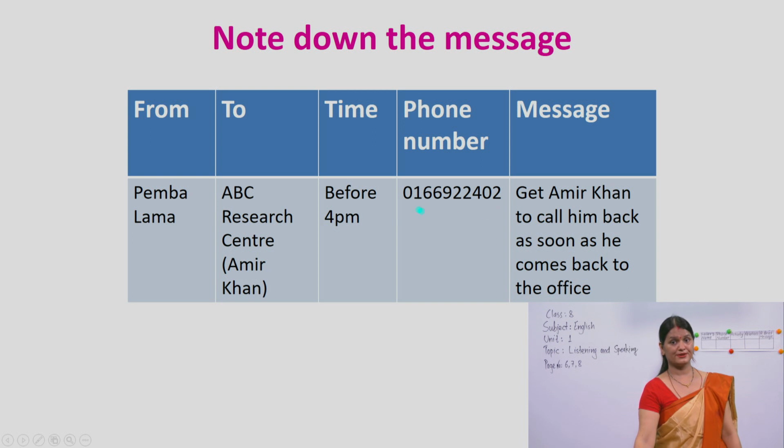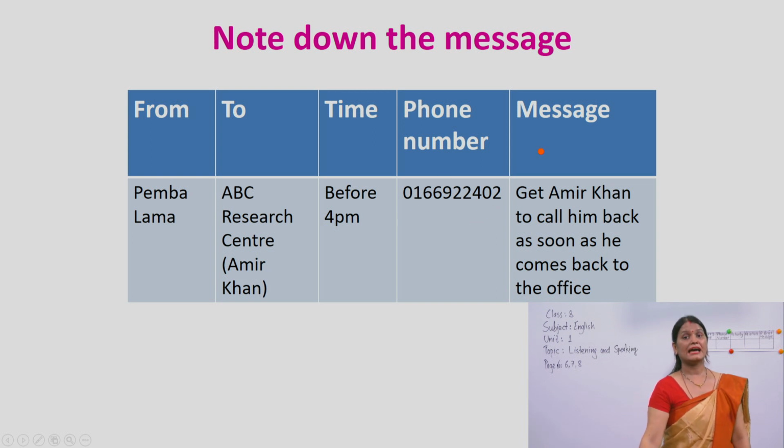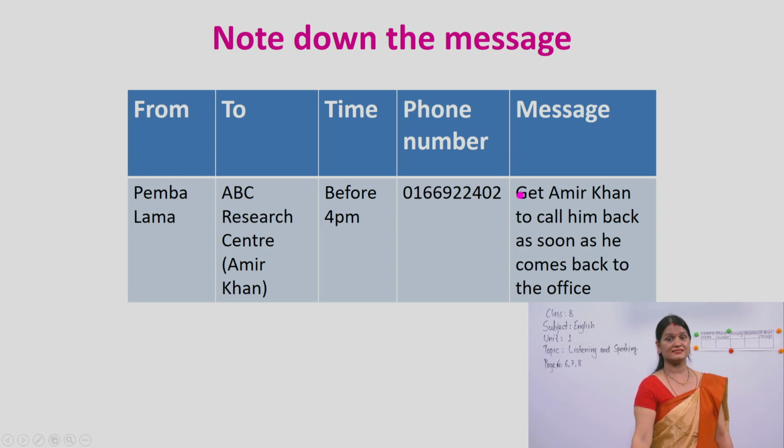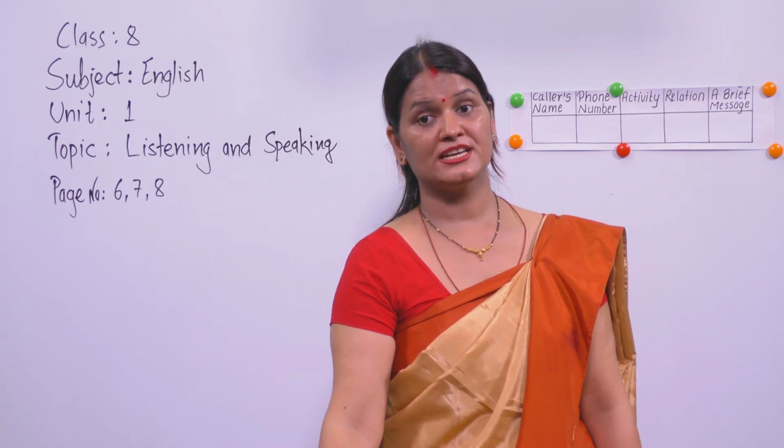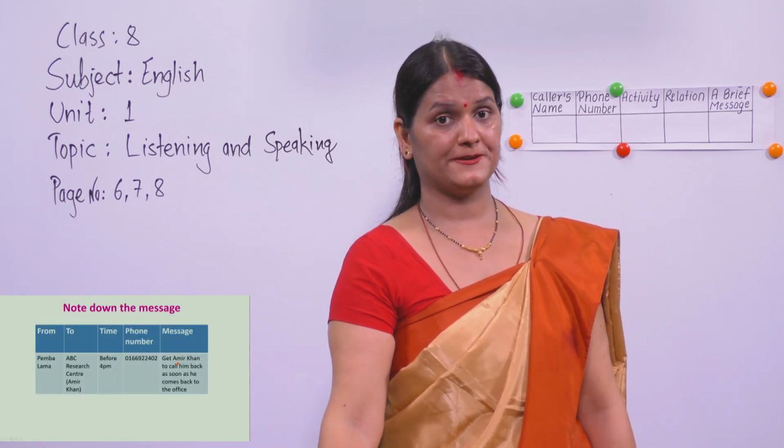Okay, and what is the phone number? 0166922402. Okay, phone number is this. And what's the message? Message is get Amir Khan to call him back as soon as he comes back to the office. Okay, this is the message the receptionist should share with Amir Khan.